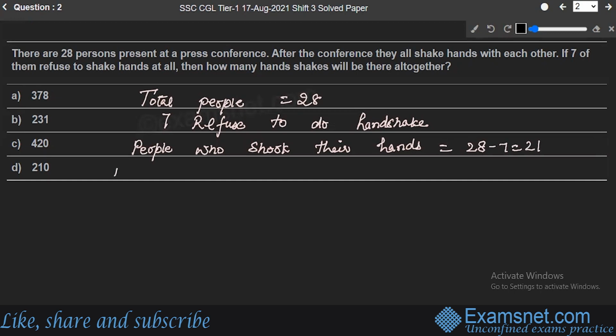So now the number of handshakes exchanged is given by, there is a formula for that. What is that formula? N into n minus 1 upon 2.